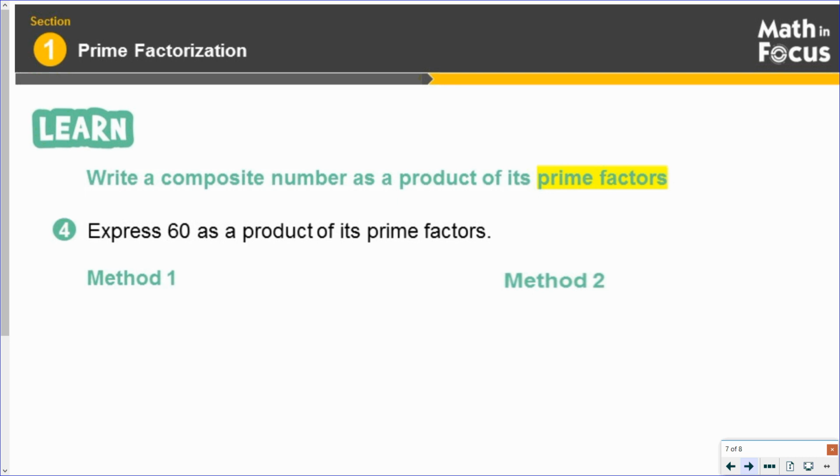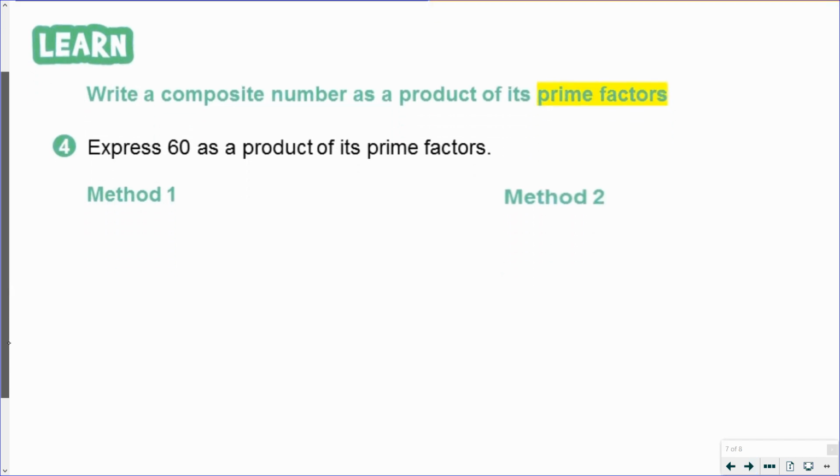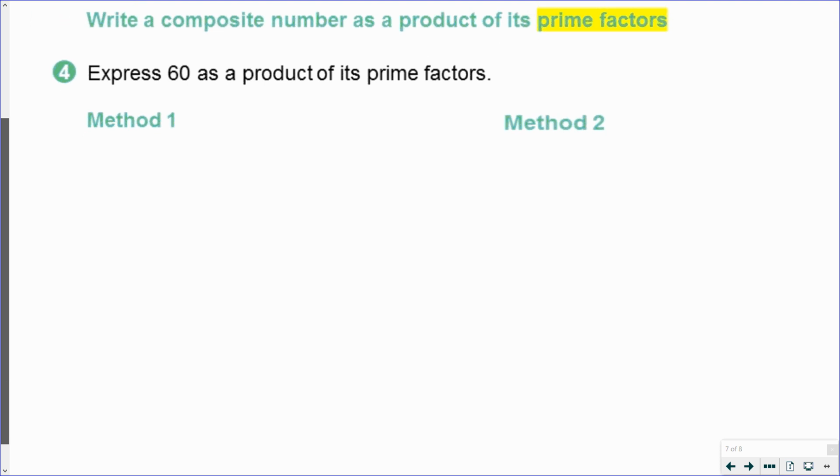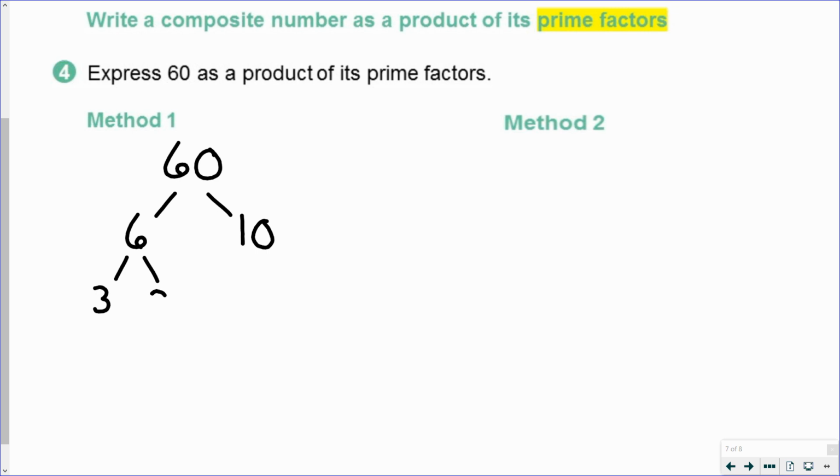Method 1 is a tried and true method that many of us have done before, and that's called using a factor tree. So you take the number that you are breaking down into its prime factors, in this case it's 60, and then we're going to branch that off, and we need 2 numbers that when we multiply them together give us 60. So we could take 6 times 10. And since 6 is not a prime number, we're going to break that down. And to get 6, we take 3 times 2. So 3 is a prime number, 2 is a prime number, and so we can stop there.